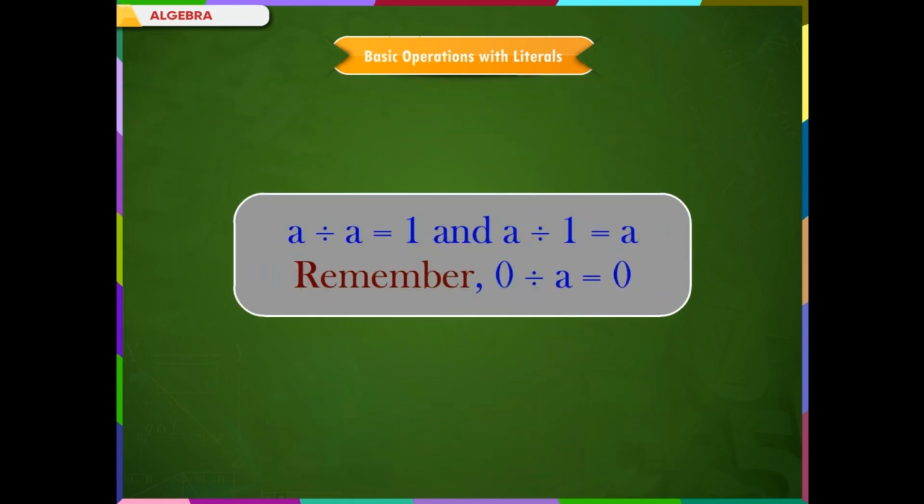However, for division of literals, we just have the following properties. A divided by a is equal to 1 and a divided by 1 is equal to a. Remember, 0 divided by a is equal to 0.